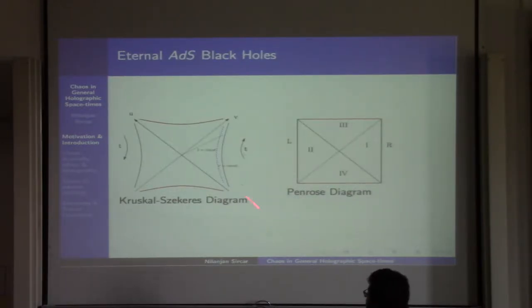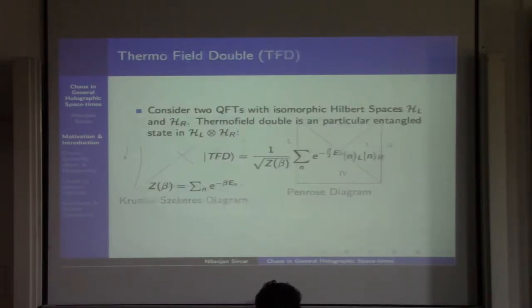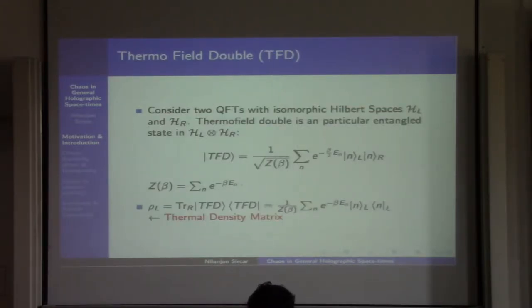This is just to recap that you have this kind of Kruskal-Szekeres diagram where initially the Schwarzschild-like coordinate only covered this part, but now with the uv coordinate you can extend it. And just remember it, because we will use it after describing this thermofield double.